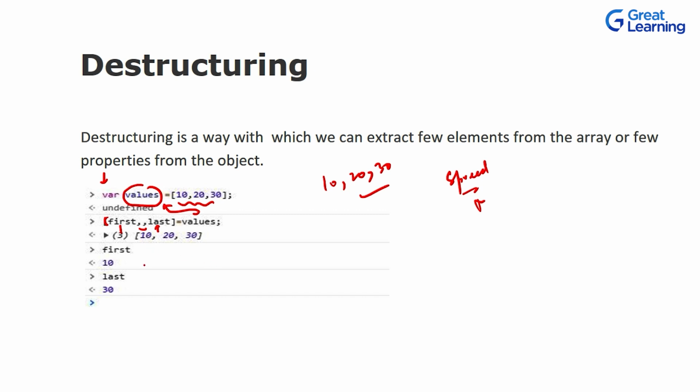Now if you observe carefully, when we use this destructuring operator, we can access 10 and 30 with the help of these variables, first and last. So when you enter first, it will give you 10 because it's the first element and you named it first. You named it last. With this destructuring operator, you can extract some elements either from an array or from an object.